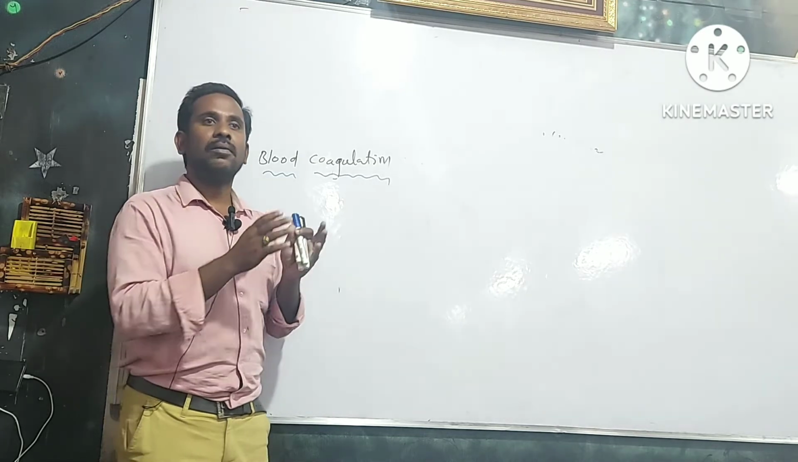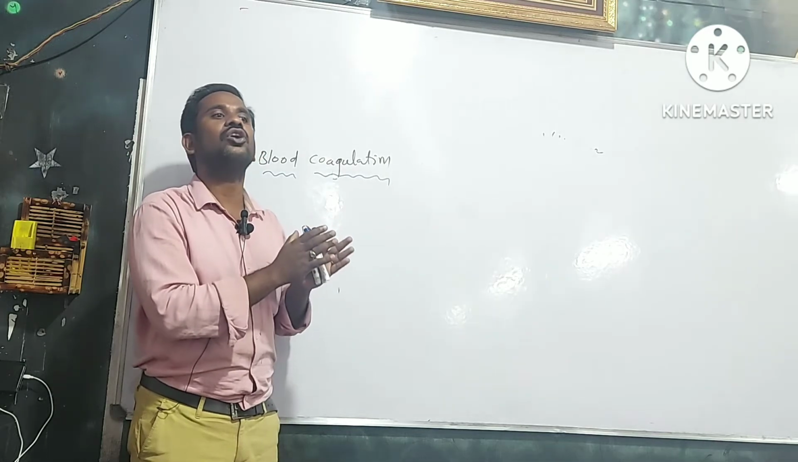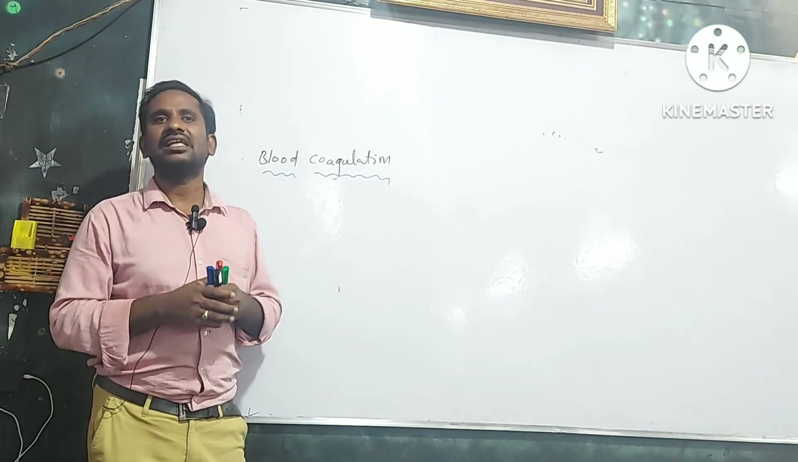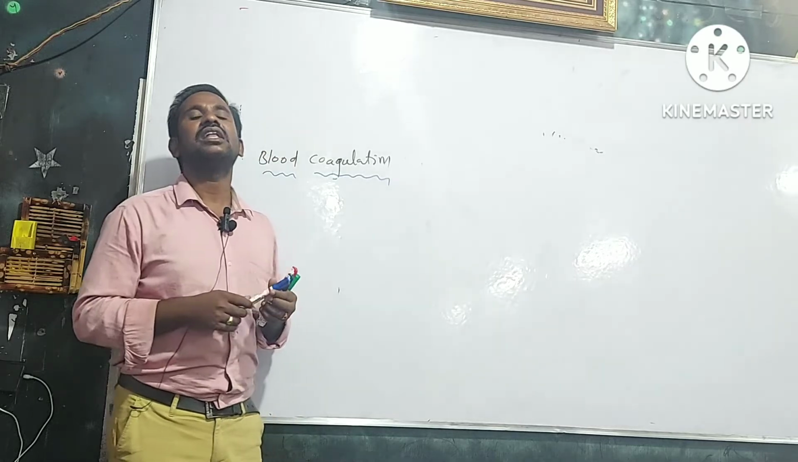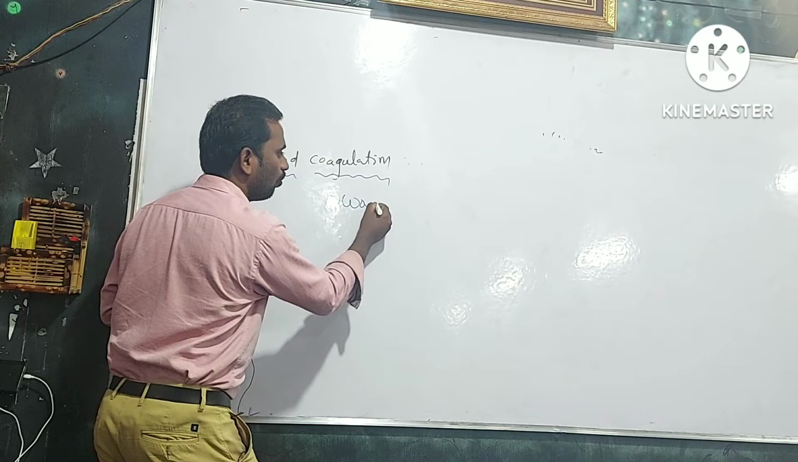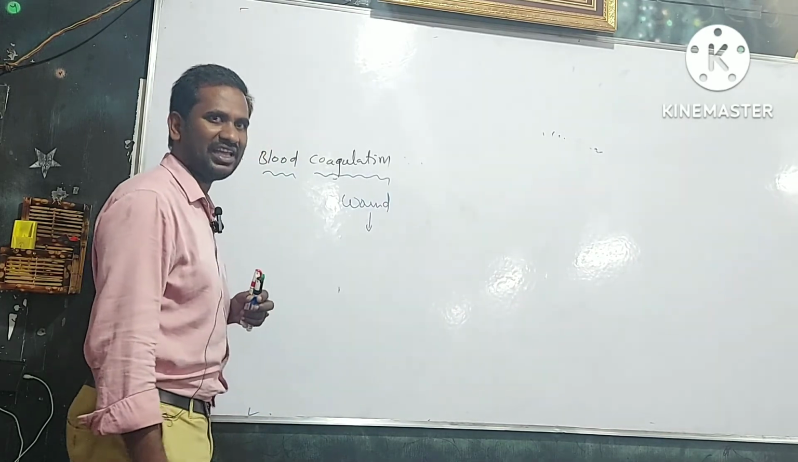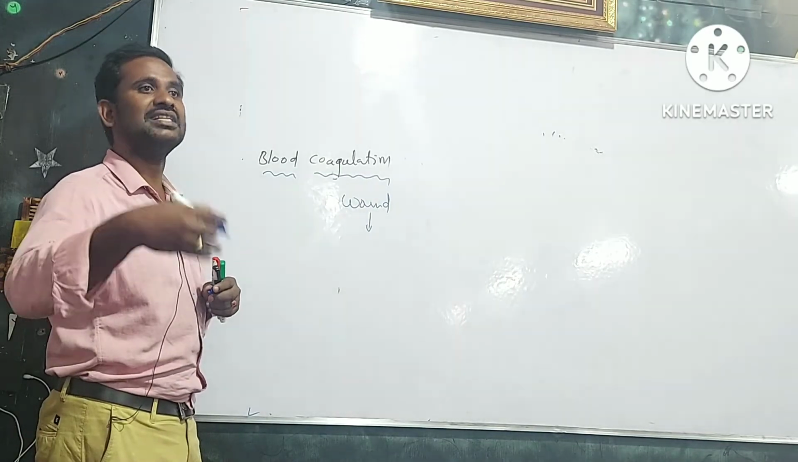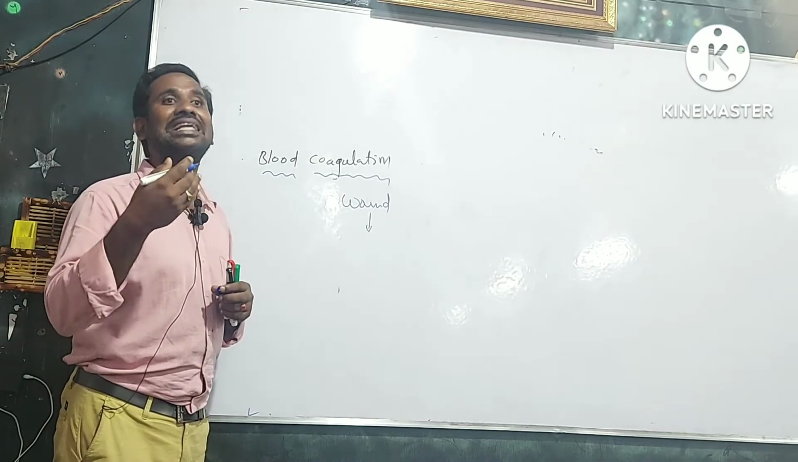These blood platelets are also known as thrombocytes. These thrombocytes can release one enzyme that is known as thrombokinase. So first of all, when you get a wound in your body, that information is carried by the thrombocytes. Basically, the initiation of that information is carried by vitamin K.